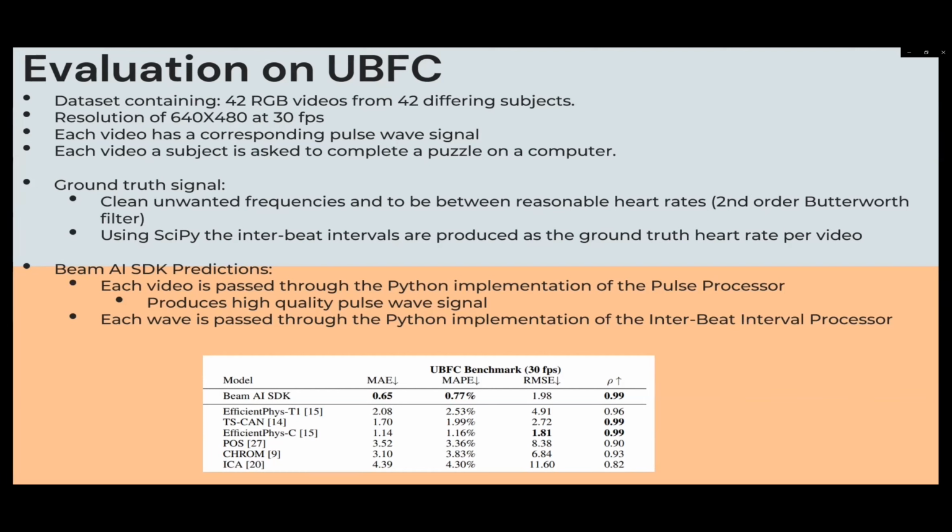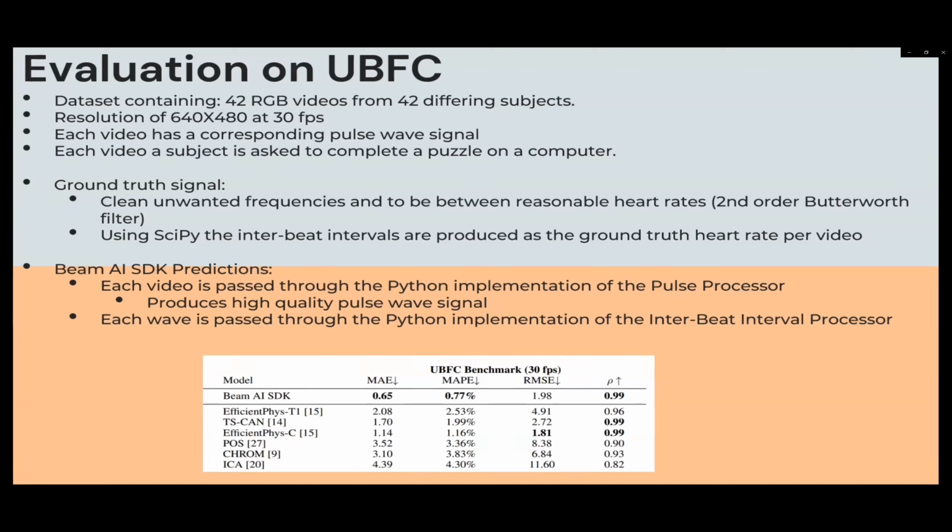And to get this prediction, every video was passed through the Python implementation of the 3 SDK sections we saw earlier: the pulse processor, the interbeat interval, and then the estimator. Once it was passed through, we were able to get the Beam SDK prediction. At the very bottom of the slide, you can see the overall benchmark scores with the MAE, MAPE, RMSE, and then the Pearson correlation. The ones in bold are the state-of-the-art, the best currently. So the Beam AI SDK performed best in the MAE, MAPE, and then the Pearson correlation.